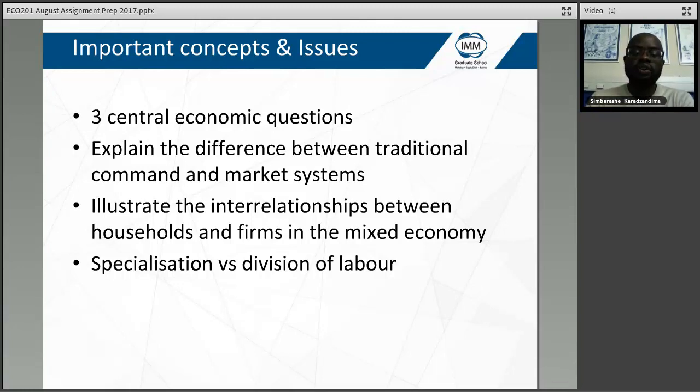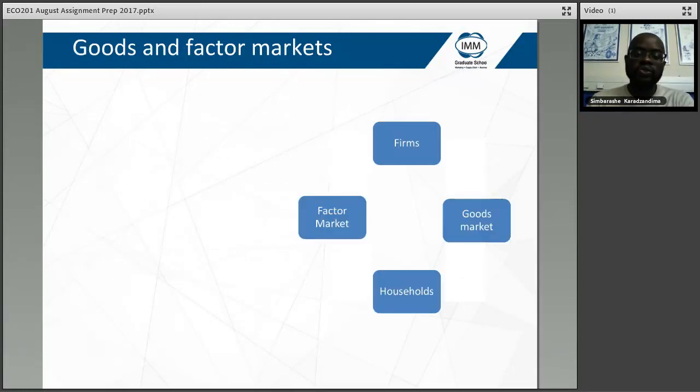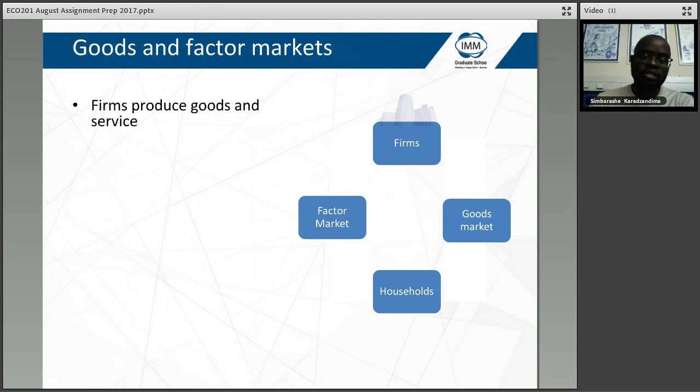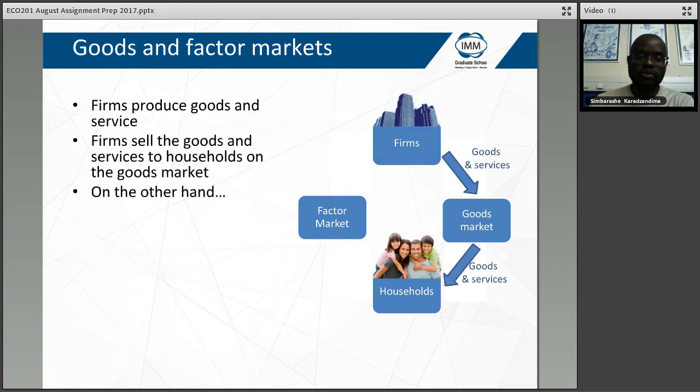command system. Then you have the market system, sometimes referred to as a capitalist system, where now the forces of supply and demand are coming into play. Prices are very important in this case. There's a lot of innovation. People are motivated by their self-interest, right? Motivated by profits. So there's a lot of growth because there's a lot of competition as well, which is good for the consumers, right? Then we look at interrelationship between the household and the firms. Then we're also going to look at specialization and division of labor.